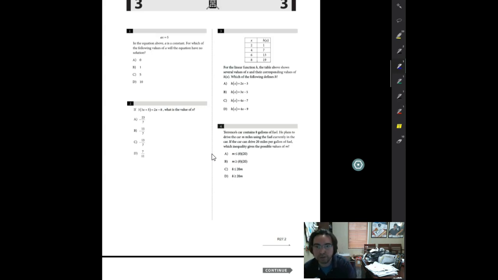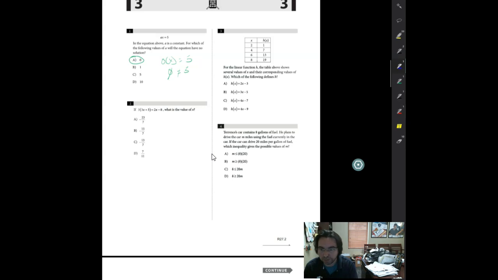So the only one that will work for this is answer choice A, because if we put 0 for a, and so we have 0 times x equals 5, then what we end up getting is 0 equals 5. So therefore we know that is not true. So therefore there are no solutions within the constant. So looking at that one.